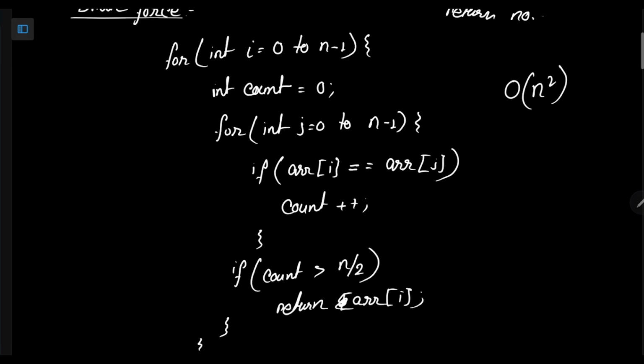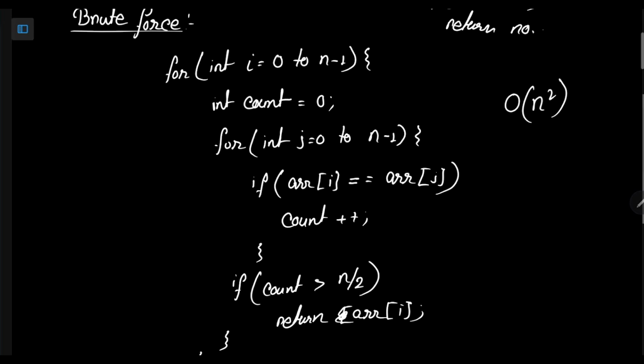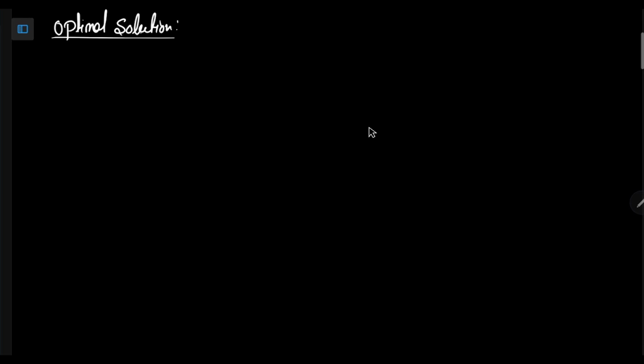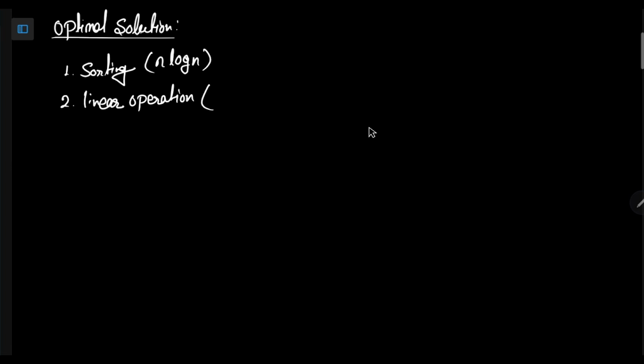So now we will use our optimal solution. In optimization, first we will use sorting, and second we will use a linear operation. Sorting will take n log n, and the linear operation will take n. So the overall time complexity will be O of n log n.